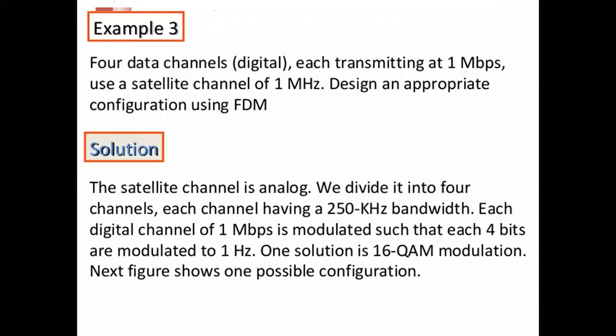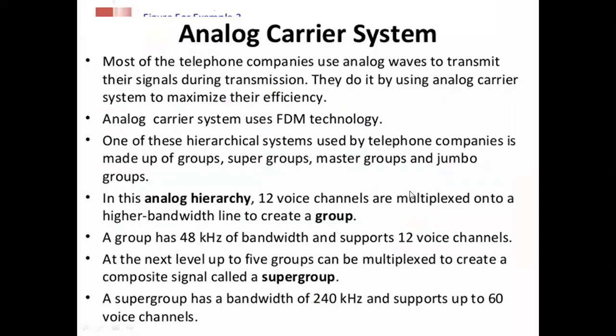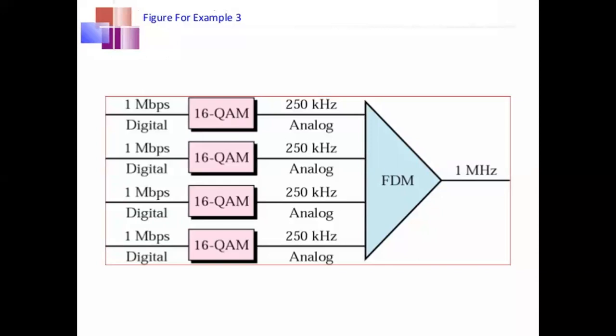This example is more or less at the end of this unit. See that in the block diagram. QAM is quadrature amplitude modulation, which we can discuss later. Each signal has its 1 Mbps digital signal. Now a 250 kHz analog signal is given to the FDM. Now it is frequency division multiplexing.